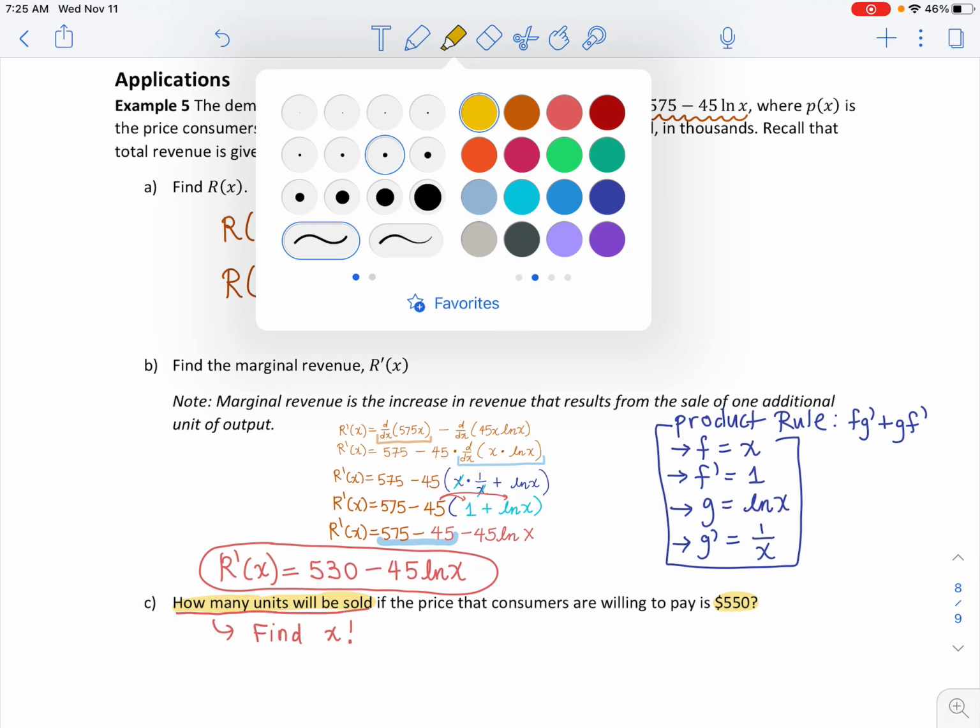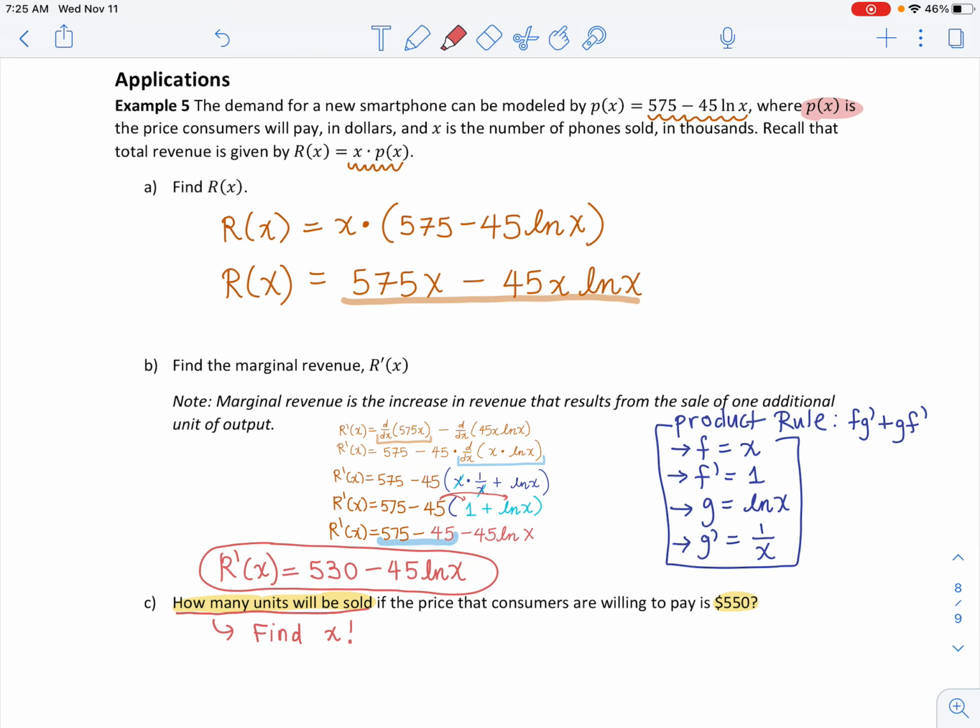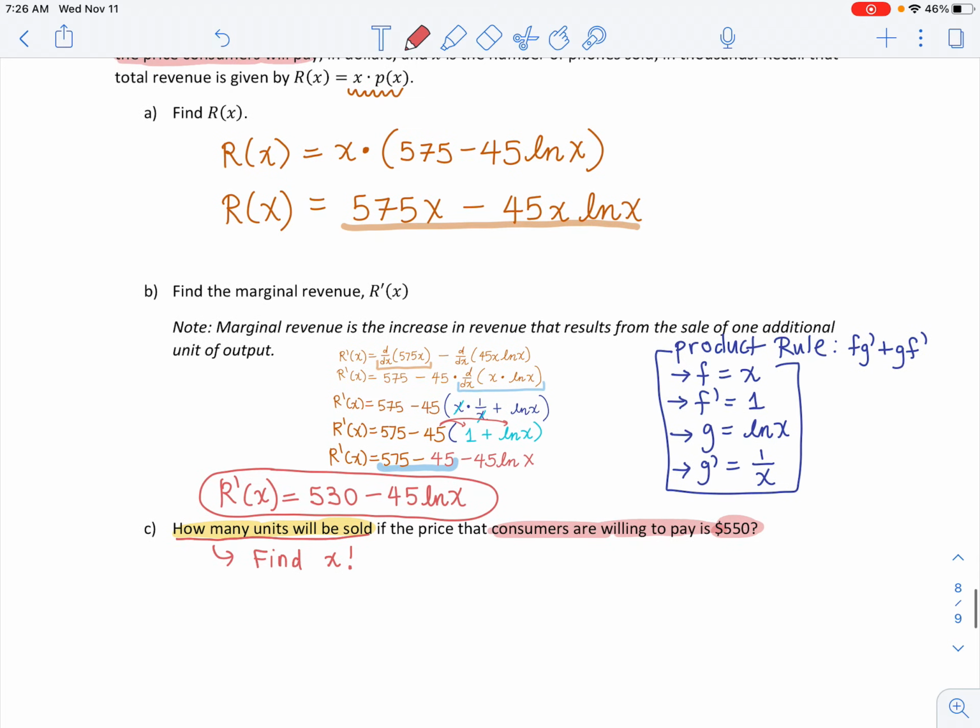P of x, now watch very carefully because these word problems are very tricky. P of x is the price consumers are willing to pay. Okay, so they gave us P of x is 550. I mean, we just found R prime of x, so I would love to plug that number into R prime of x, but that's not what they want. So we got to read this problem very carefully. So the consumers are willing to pay $550. And because P of x stands for the price consumers are willing to pay, I'm going to say that P of x is equal to 550.